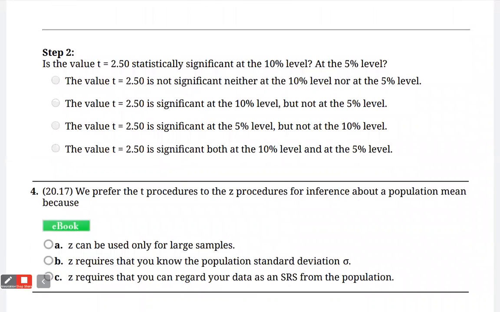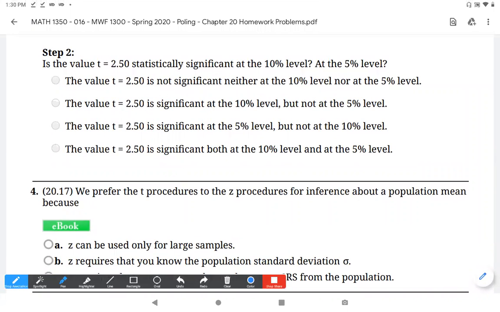Step 2. Is the value 2.5 statistically significant at the 10% level, at the 5% level? Now, if we look at our critical t-scores, we're going to look for the 90% confidence interval and the 95% confidence interval for our t statistic 2.5.